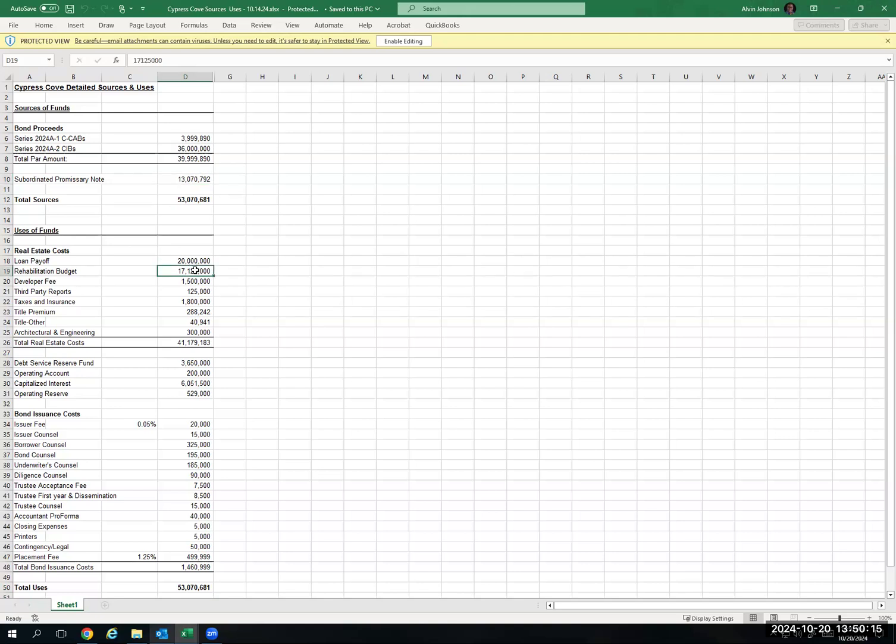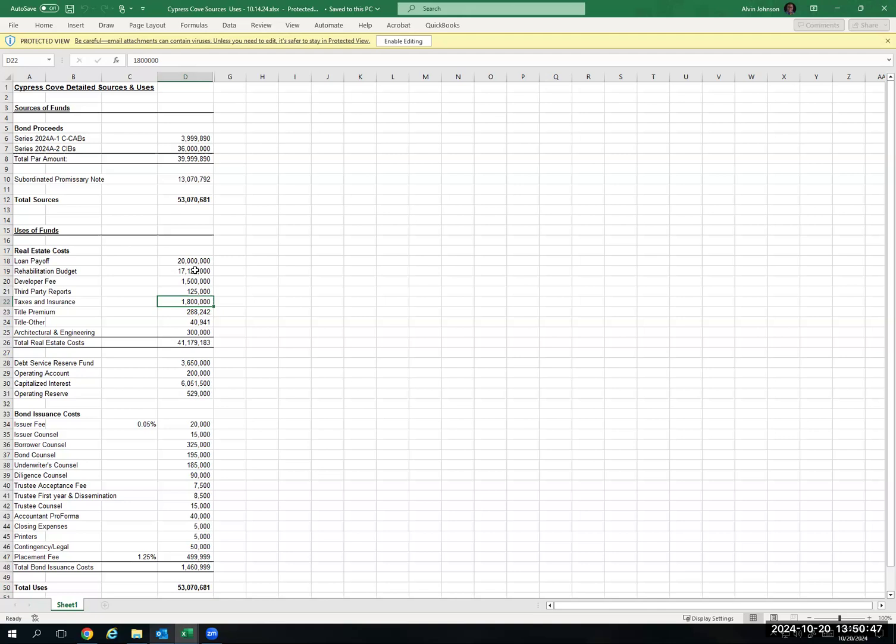We've got a $17 million rehab budget, a developer fee of $1.5 million, of which most of that will be deferred until the property stabilizes at year 2. Third-party reports, that's how much we actually spent on environmentals, appraisals, market studies, et cetera. Not cheap. Taxes and insurance for the first year, because we've got builder's risk on this, is $1.8 million.